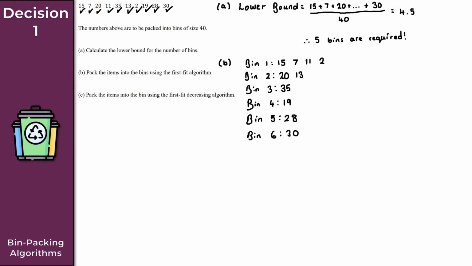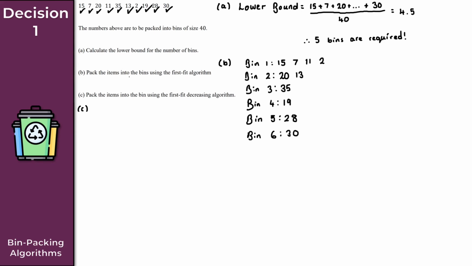And then finally, for the very last part of this question, part C, it wants us to pack the items into the bin using the first fit decreasing algorithm. So for part C then, let's just do that over here. Well, the clue is in the name of the algorithm, right? We need to start by ordering this list here from largest to smallest, okay?